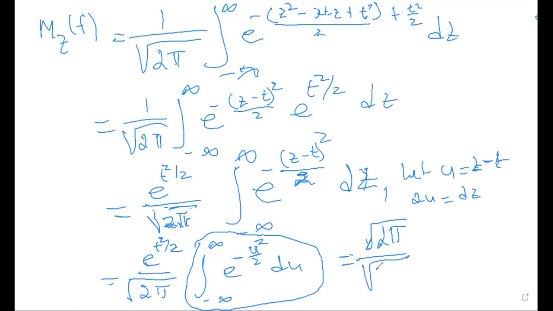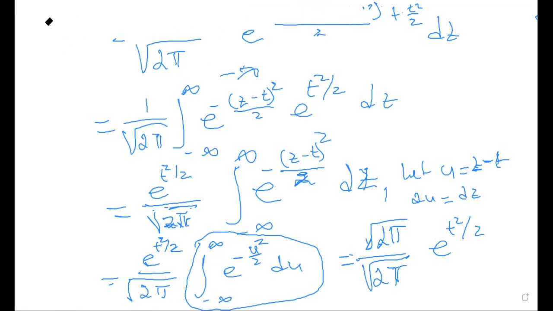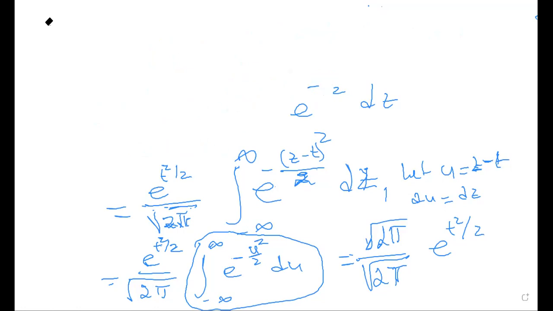If you follow, even when I'm not writing correctly, you will know what I'm trying to write. e to the t square over 2. So m_z of t equals what? What is the moment generating function of z? e to the t square over 2.